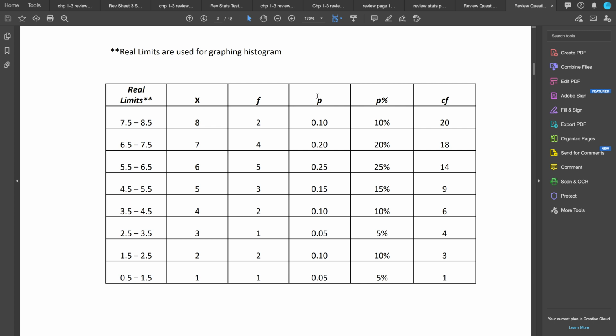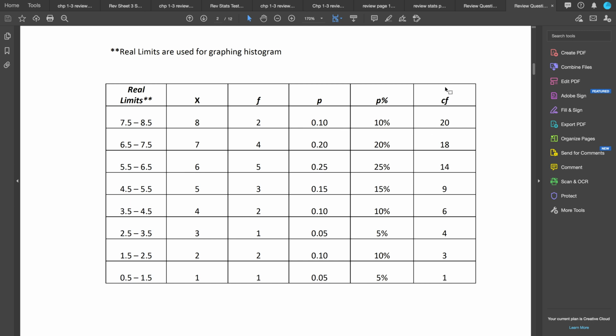So in other words, to get the P, the proportion suggests fraction, it's the number in the frequency here, 2, 4, 5, and each time you're going to divide by 20, okay? That gets you a decimal. To convert to a percent, we move 2 places to the right.